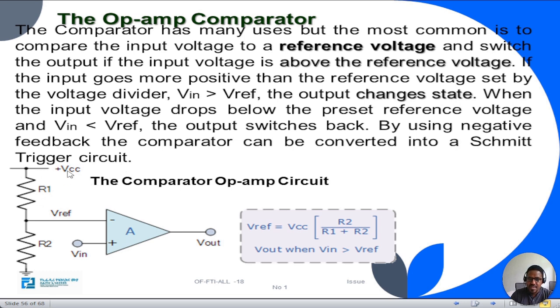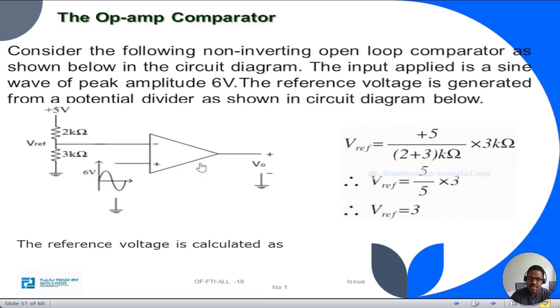When you see in this circuit, R1 goes to the inverting input terminal of the op-amp, and R2 also. So the V reference, according to the voltage divider, we can get VCC multiplied by R2 over R1 plus R2. So V out when Vin is greater than V reference, that is positive. When Vin becomes less than V reference, that is negative.